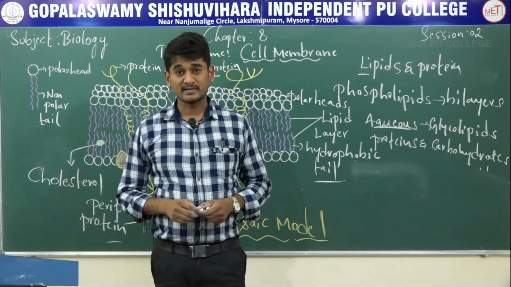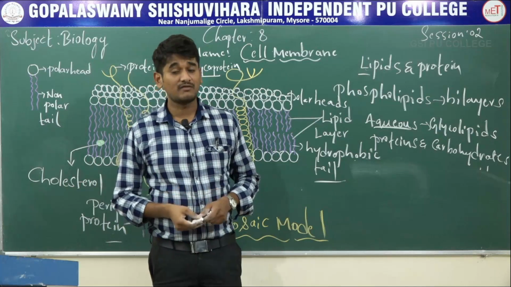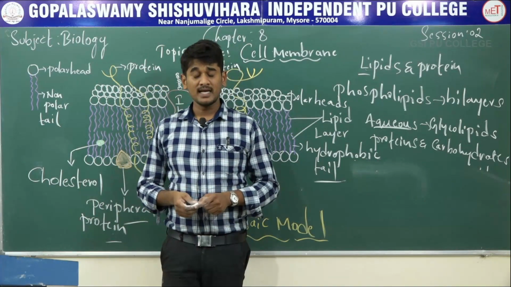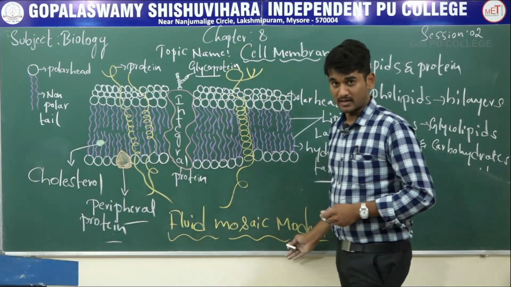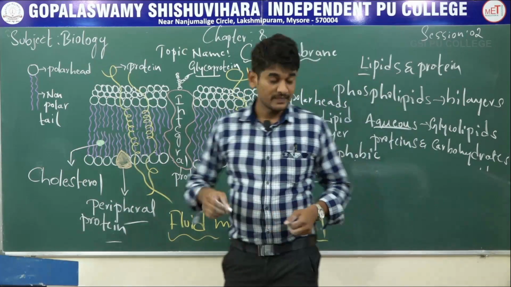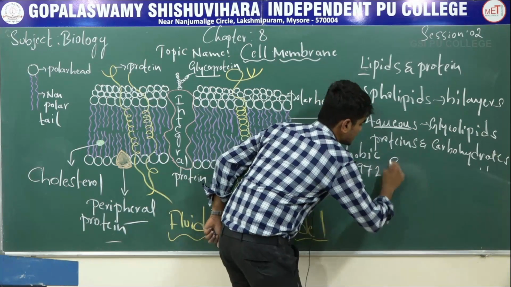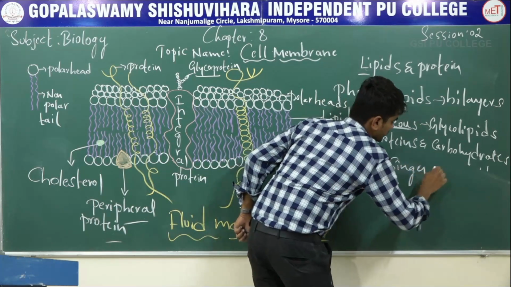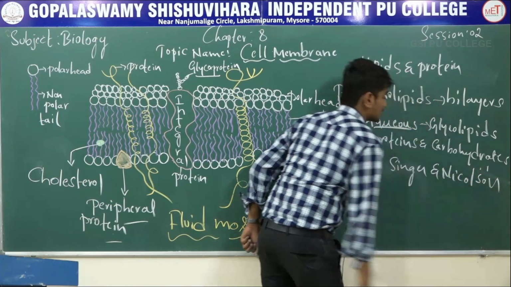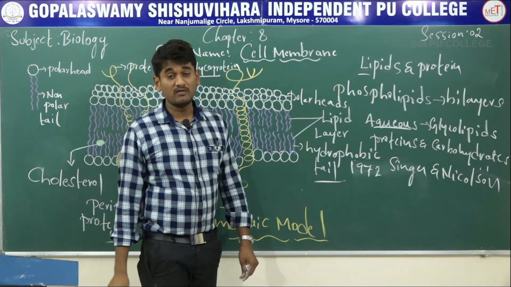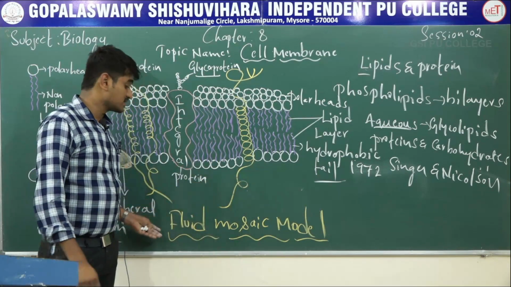Later, in the year 1972, Singer and Nicholson improved the model of the structure of the cell membrane, which is widely accepted as the fluid mosaic model. Yes, the scientists in 1972, Singer and Nicholson, improved the model of the structure of the cell membrane, and that is widely accepted as the fluid mosaic model.